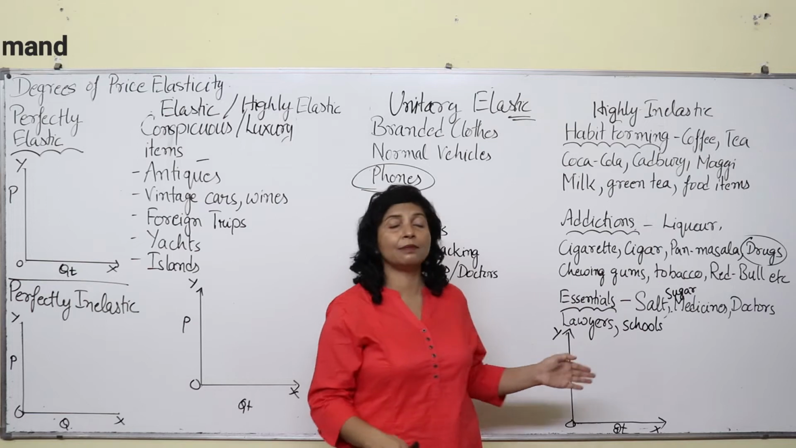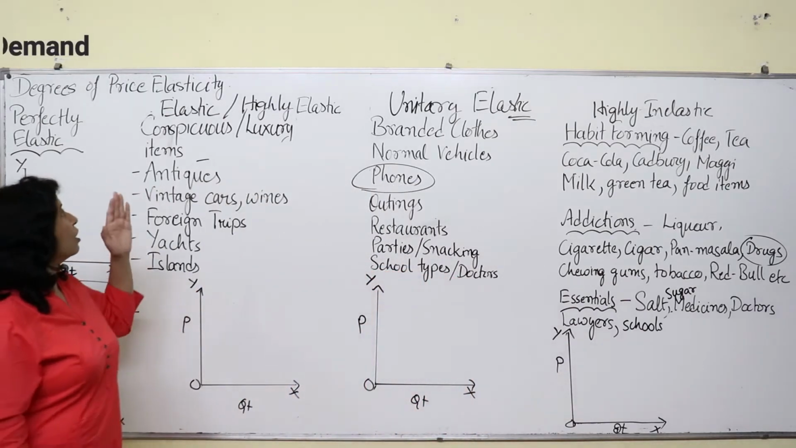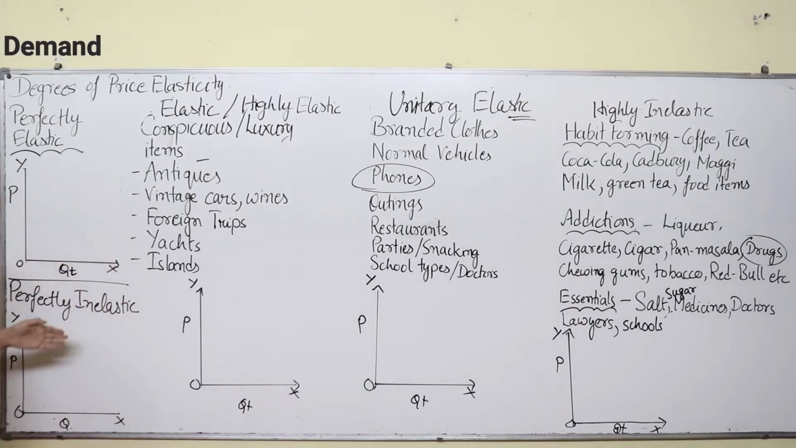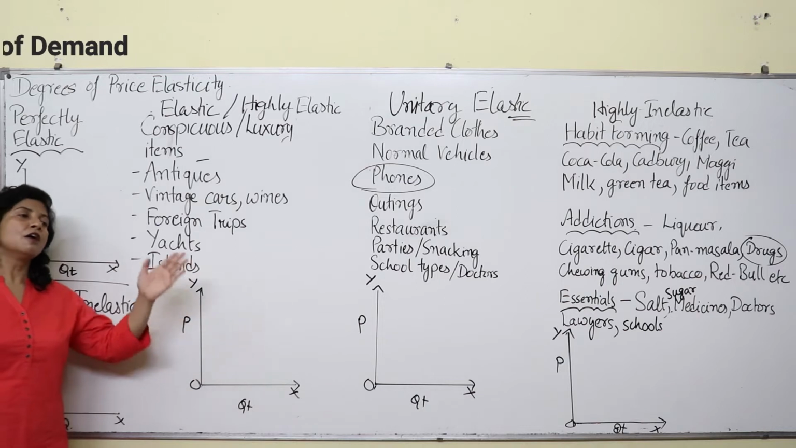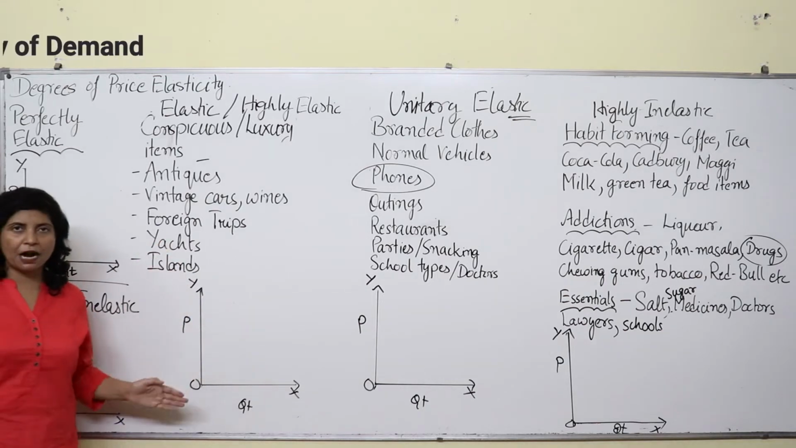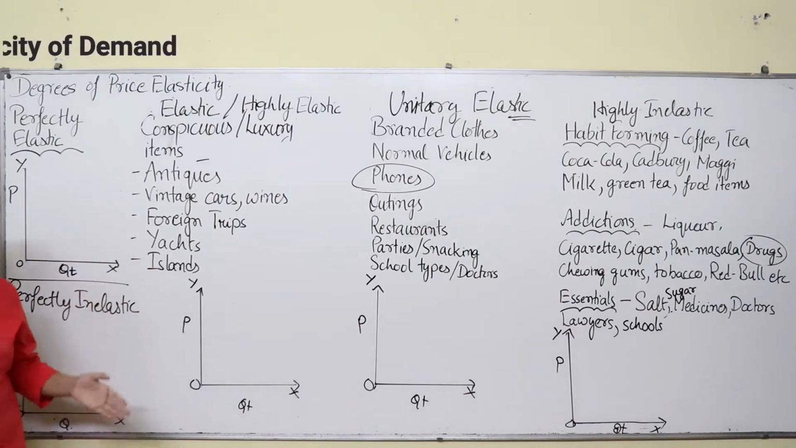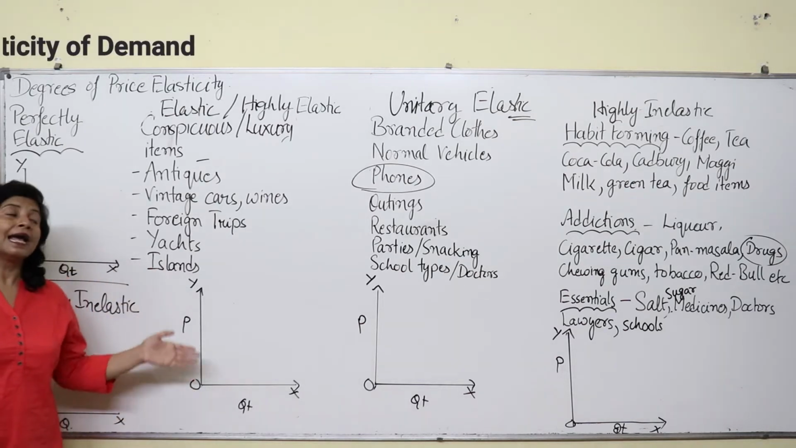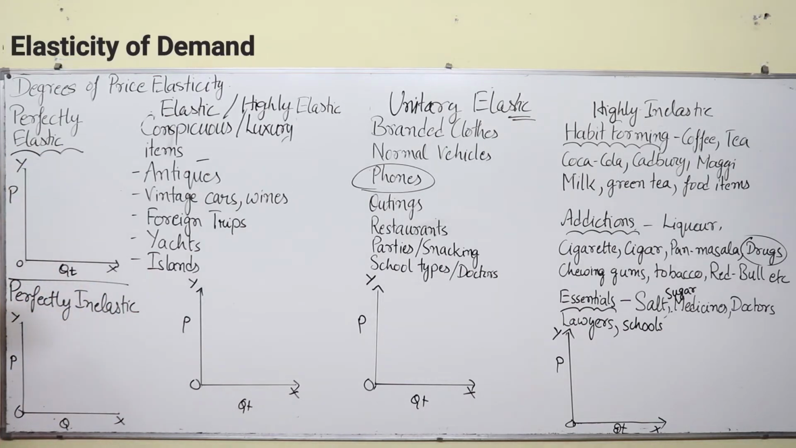So we will understand them in detail today and see what are the different types or the degrees of price elasticity of demand, which we have already discussed the elasticity of demand in our first part of this video, and this is the second part of the video for elasticity of demand. Please watch, it's my request, the first part of this video, then only you will be able to understand this also in detail. So let's start with the topic, that is degrees of price elasticity of demand.